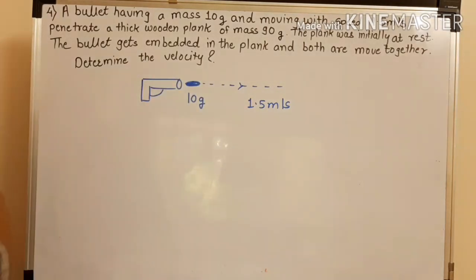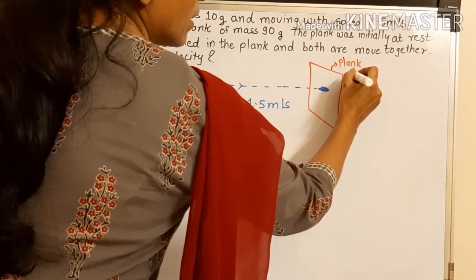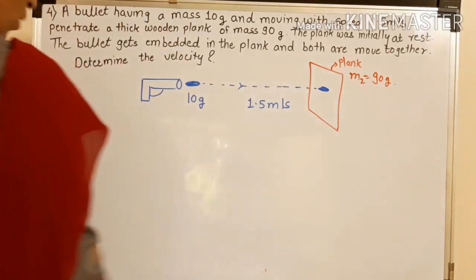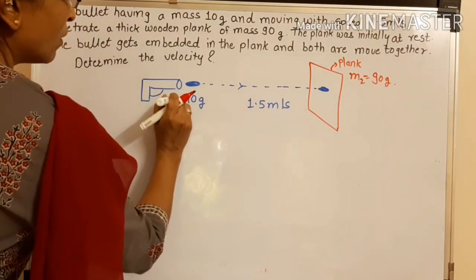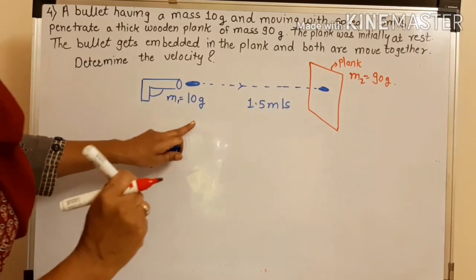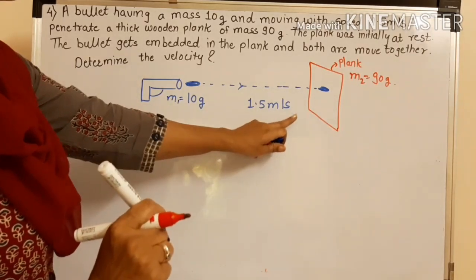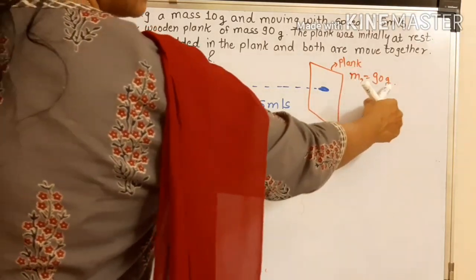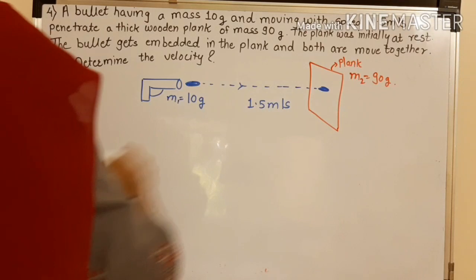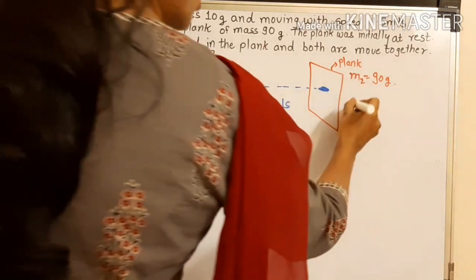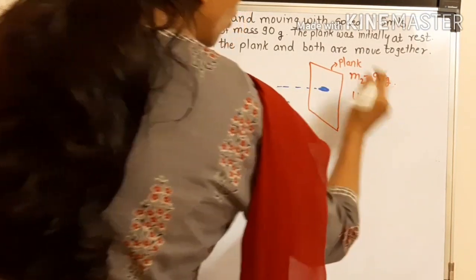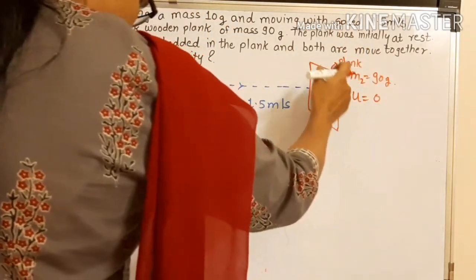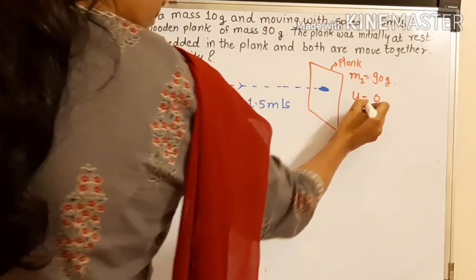Now this bullet penetrates a plank that has mass M2, which is equal to 90 gram. This is our M1. The mass of the bullet is 10 gram, its velocity 1.5 meter per second. The plank has a mass of 90 gram, meaning M2 is 90 gram, and its initial velocity is 0 because the plank is at rest.